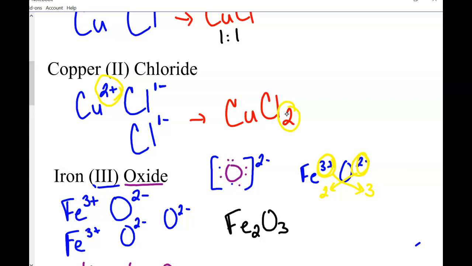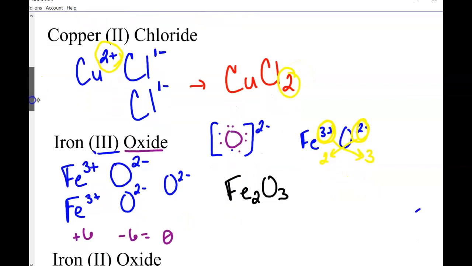Now, when there's a 1, we don't write anything here. There's 1 copper, so there's no need to write the subscript there. You don't need to multiply it.